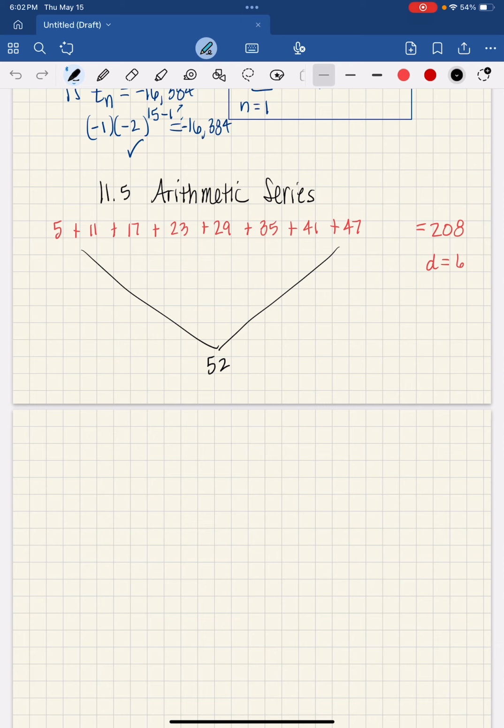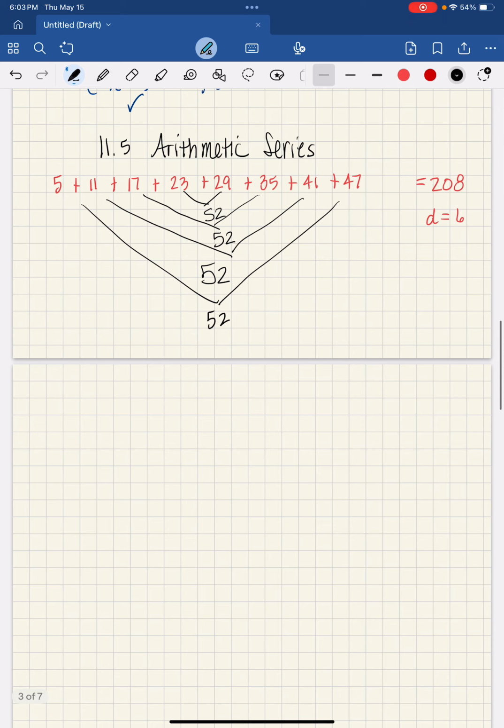So here we are. Notice in this arithmetic series that when you add 5 plus 47, you get 52. Well, guess what happens when you add 11 plus 41? 52. And 17 plus 35? 52. It's magic. 23 plus 29? Also 52. Okay, so how many sums of 52 did we get? 1, 2, 3, 4 sums of 52.